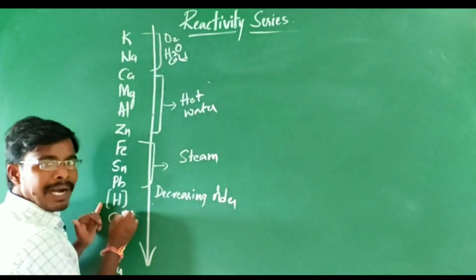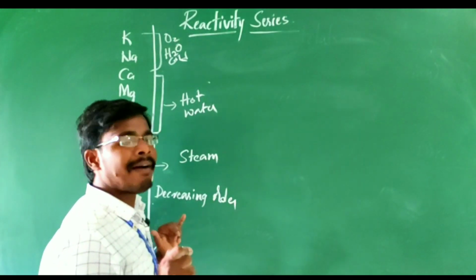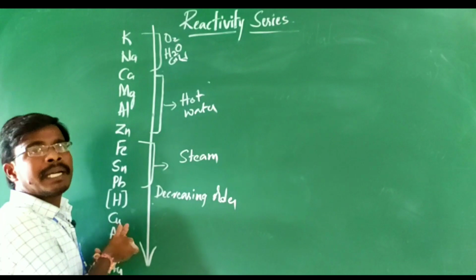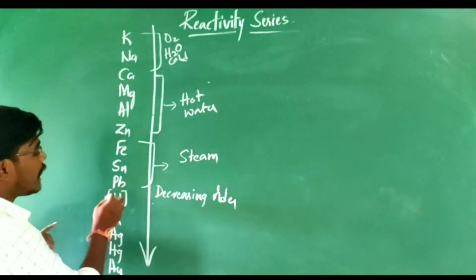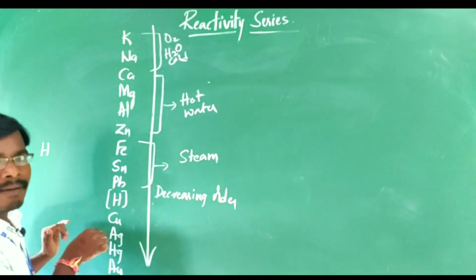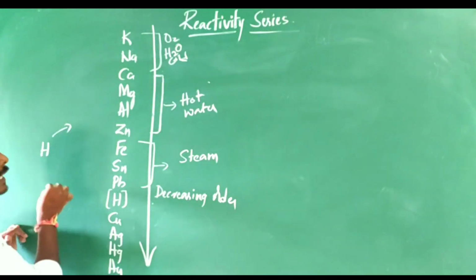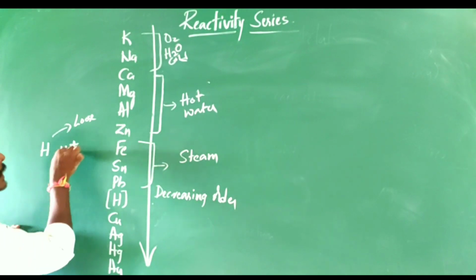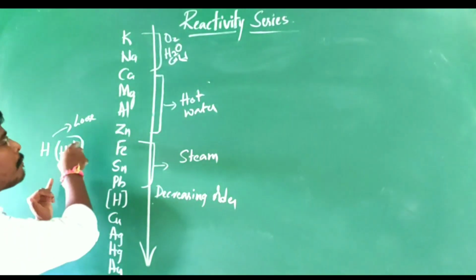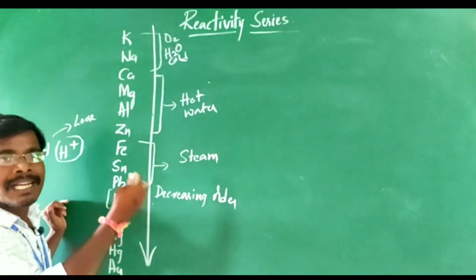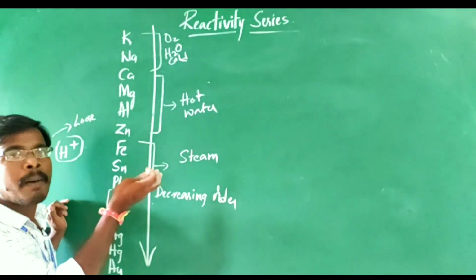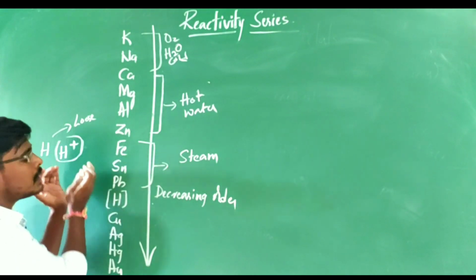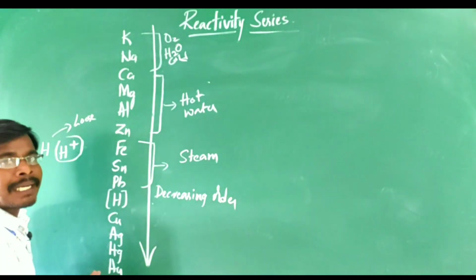Then after that you have hydrogen. You may have a question: hydrogen is a non-metal, then why have we kept it in the metal series? I was saying that hydrogen has an ability to lose an electron. By losing an electron, it forms a positively charged particle. If there is a positive charge, it shows the property of a metal. So due to the formation of a positive charge, hydrogen is kept in the metal series.